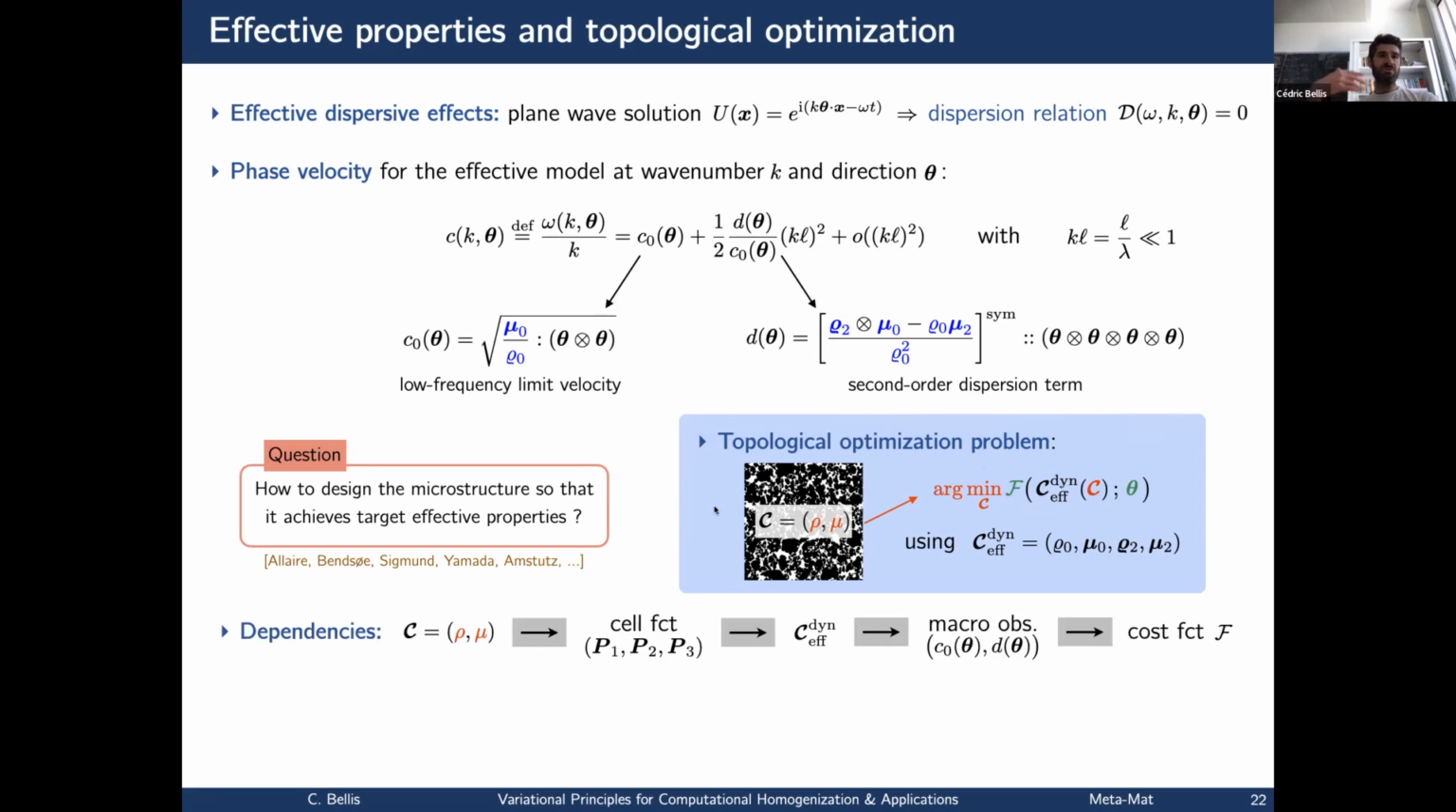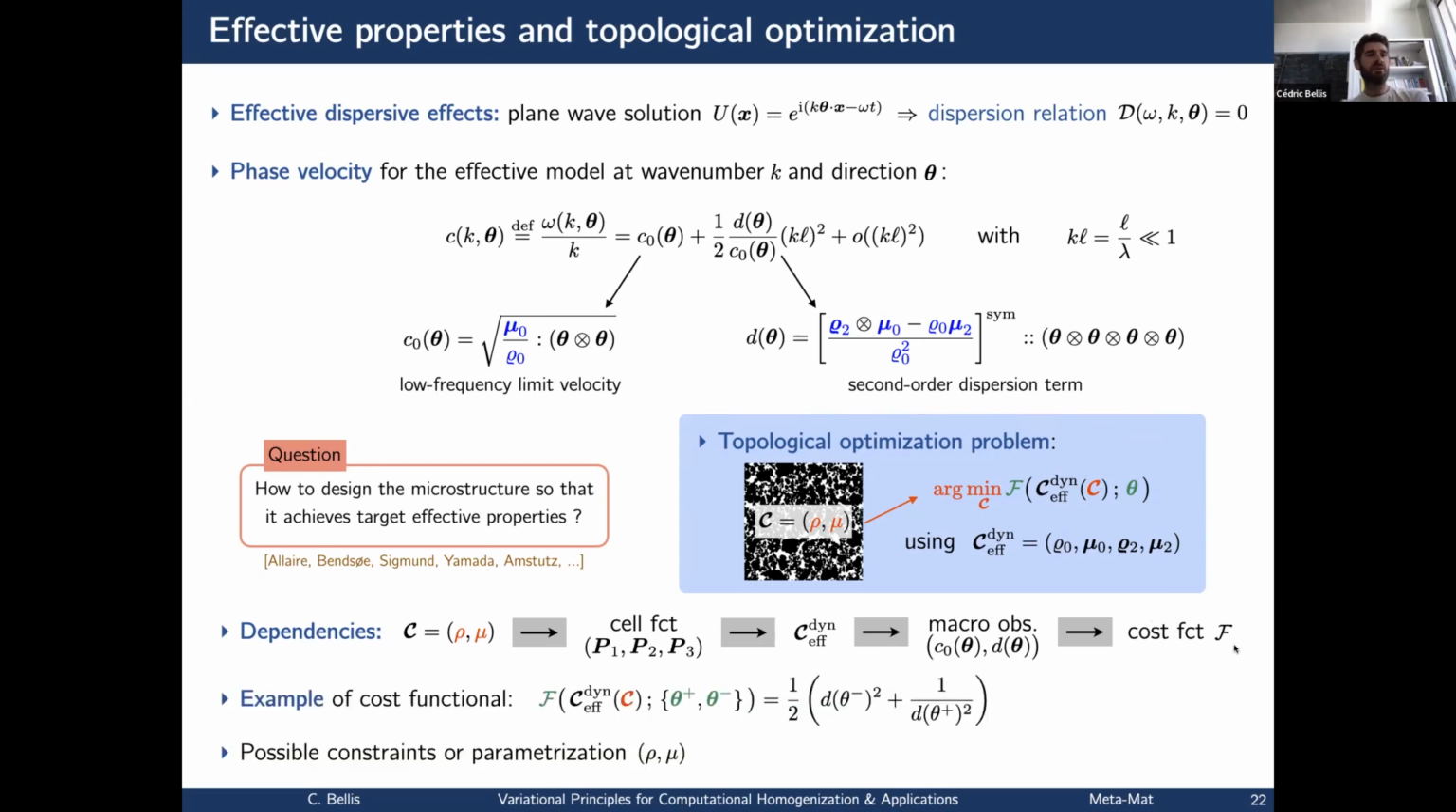And if we do that, we have a chain of dependencies. Starting from the description of the microstructure, we then have to compute the cell functions. From these cell functions, we obtain the effective parameters, which leads us to the macroscopic observables that I have described above, so the low frequency limit velocity and the second order dispersion term. And based on these two observables, I can construct and evaluate a given cost functional f.